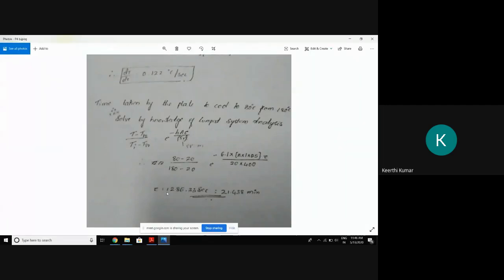Take out the tau. That means if I want to find the time required to reduce the temperature from 180 to 80 degrees centigrade, we are supposed to go for lumped system analysis. If you substitute here, the value of tau is 1286 seconds. As I told, if it is more than 60, we try to express it in minutes. So 21.43 minutes. Clear?